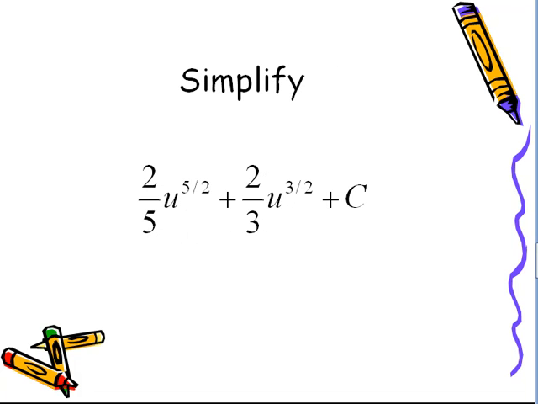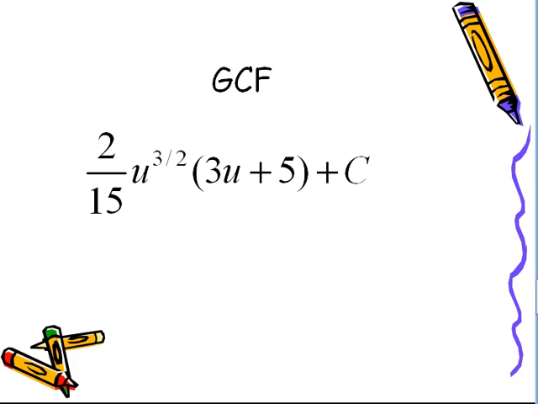Next we simplify that and we can make it 2/5 u to the 5/2 plus 2/3 u to the 3/2, keeping the C in. The next step is to GCF out our greatest common factor, which in this case is 2/15 times u to the 3/2, leaving the leftovers in the parentheses, making it 2/15 u to the 3/2 times (3u plus 5) plus C.